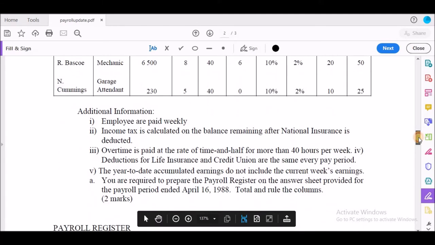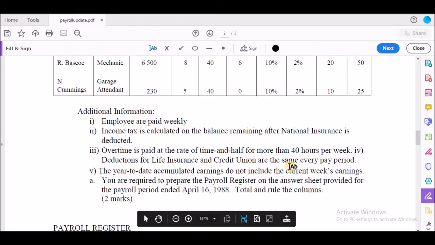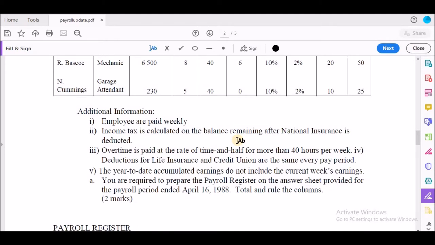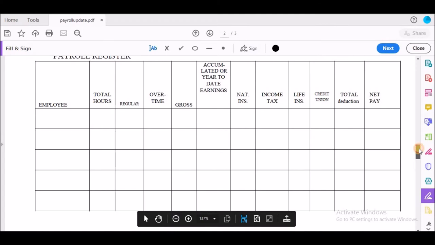The additional information says employees are paid weekly, which means they get a wage and not a salary. Income tax is calculated on the balance remaining after national insurance is deducted. Overtime is paid at time and a half for more than 40 hours per week. Deductions for life insurance and credit union are the same every period, a set amount per person, not the same amount for everybody. The year-to-date accumulated earnings do not include the current week's earnings, so we need to add that. And we're to complete the payroll card here.